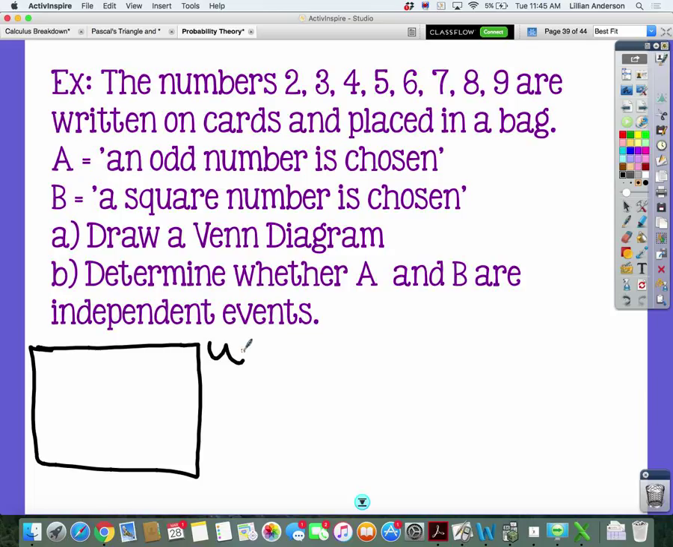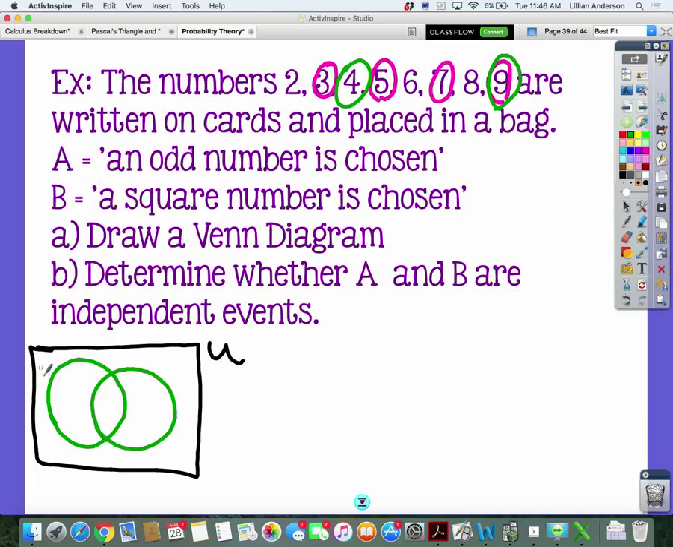Let's go through this. What are our odd numbers? 3, 5, 7, 9. What are our square numbers? 4 and 9. So as we can see, there is an overlap. Yes? Yes. So that means these two bubbles, I'll change the colors, in the middle, we're going to have a 9.